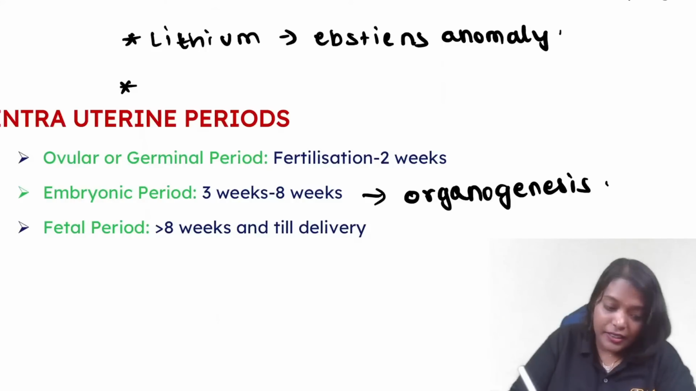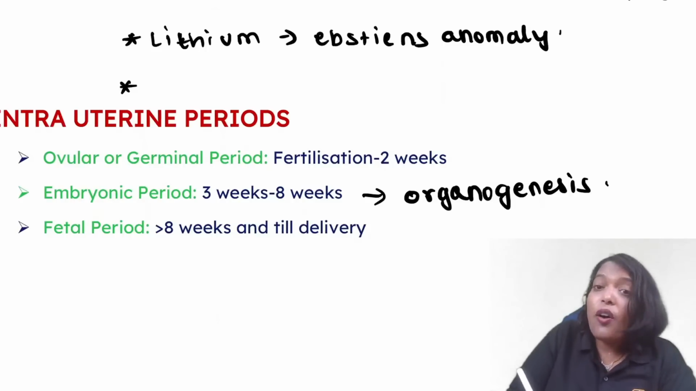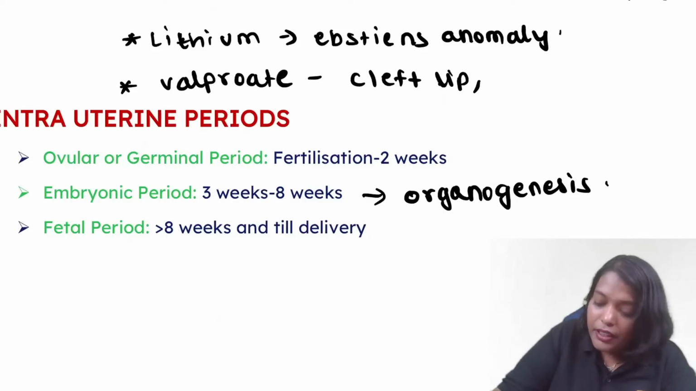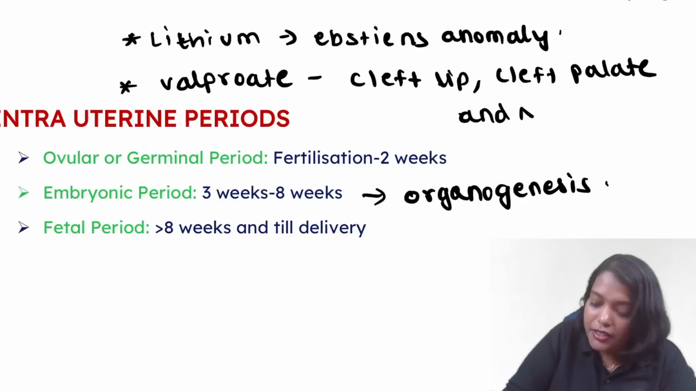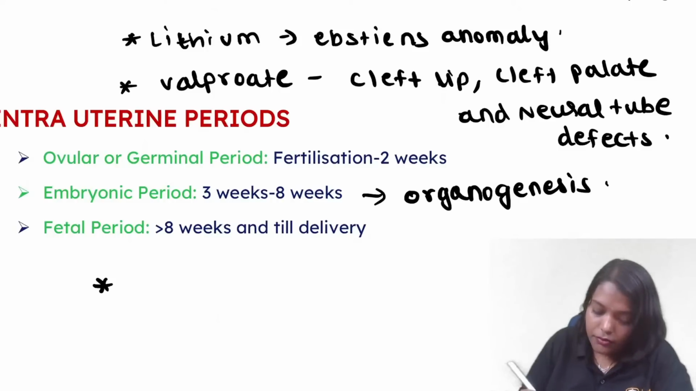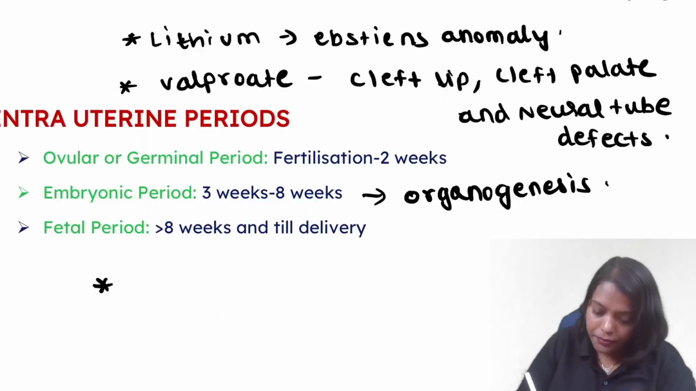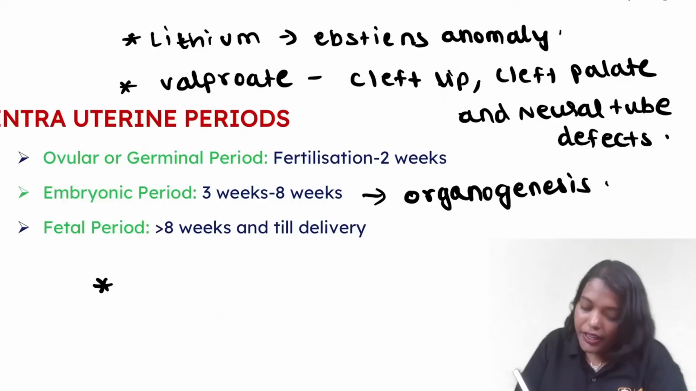And next, among all the anti-epileptic drugs, valproate has the maximum teratogenicity. Valproate is associated with cleft lip, cleft palate, and neural tube defects. So after lithium, valproate.